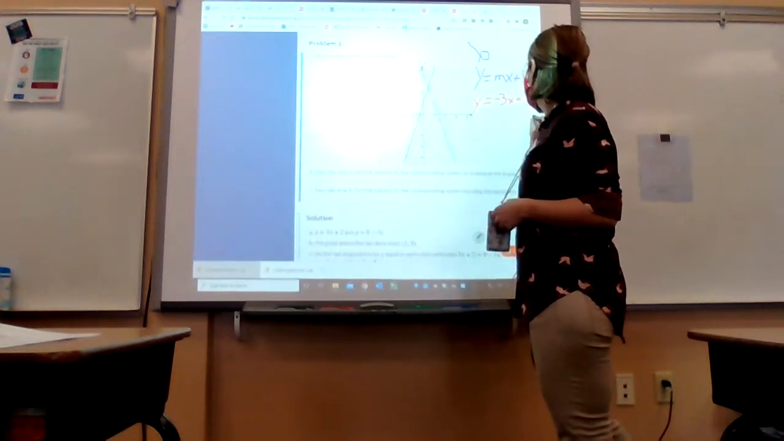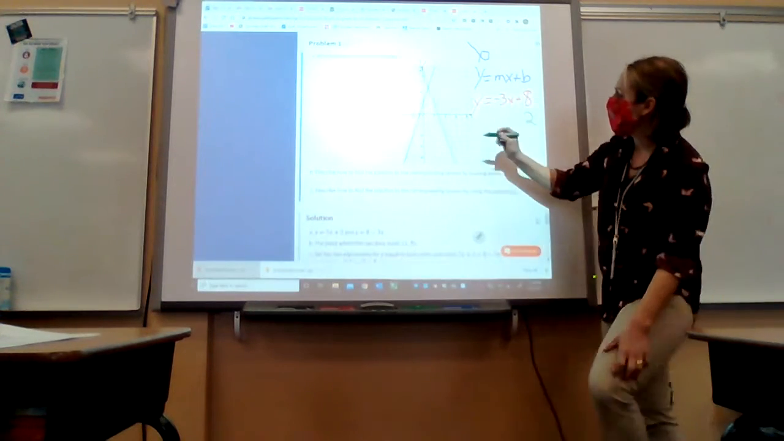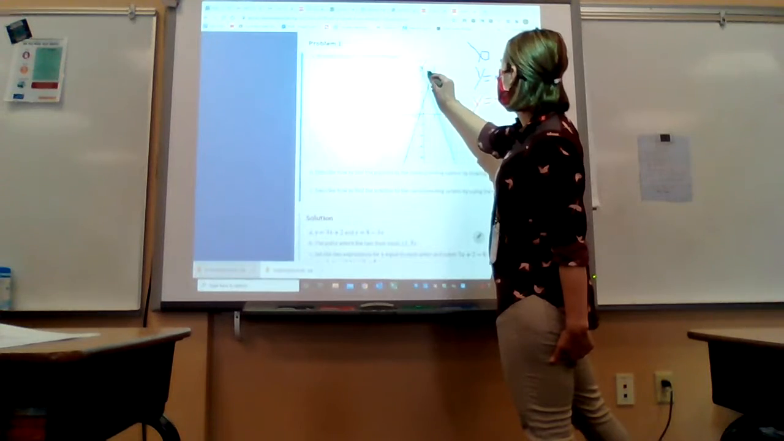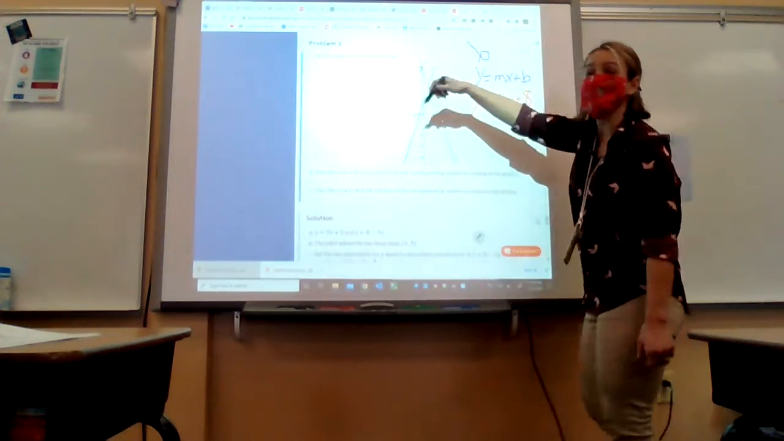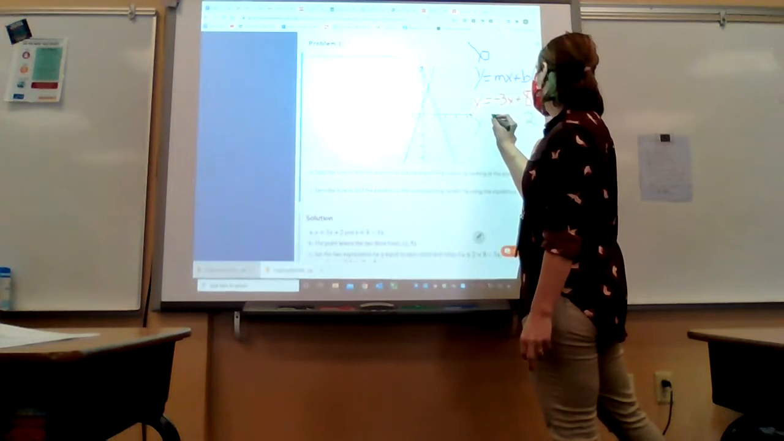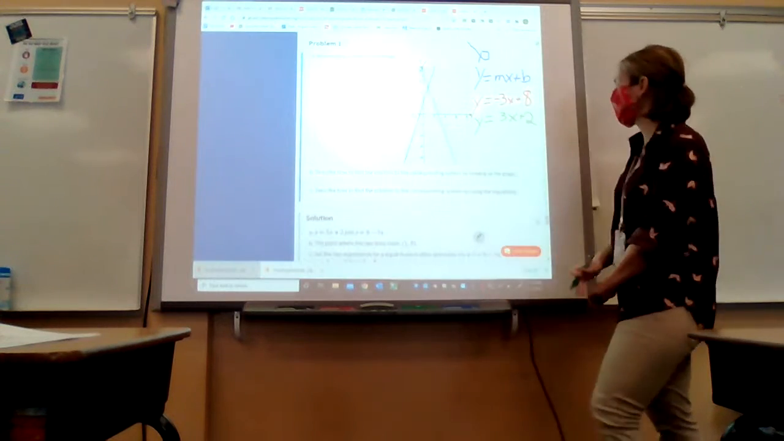Black starts at 2. That's our starting point. And our slope, it goes up 1, 2, 3, and over 1. 1, 2, 3, over 1. And I'm just looking at the graph. That's how I'm finding it. So instead of being negative 3x, it's going to be positive 3x plus 2.